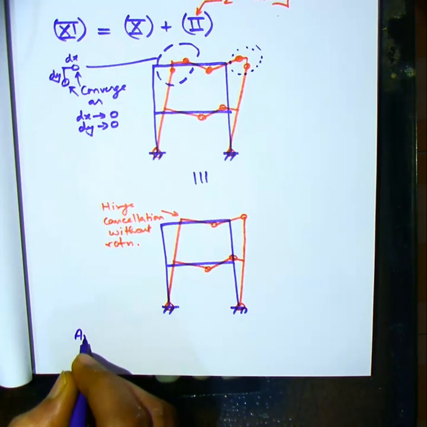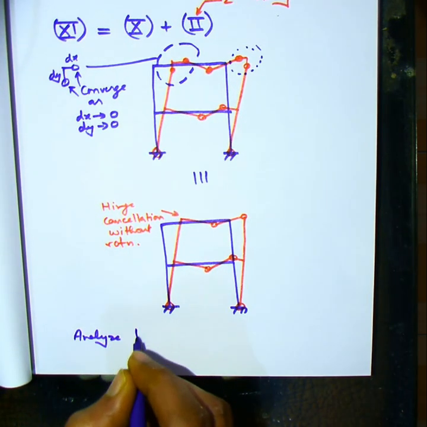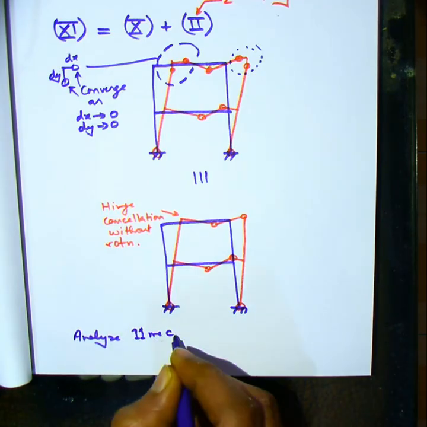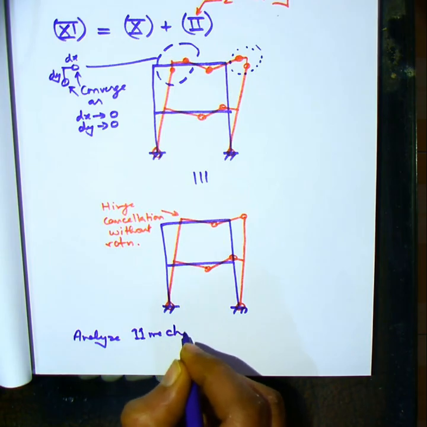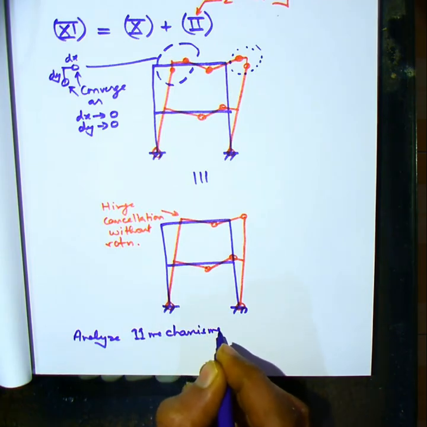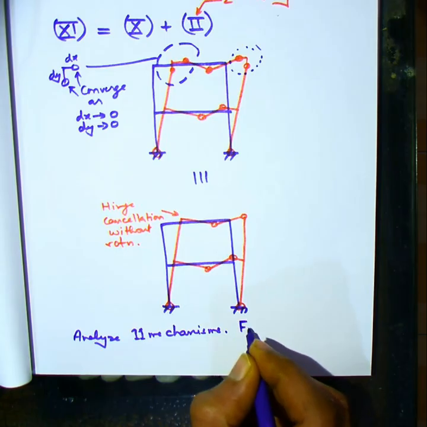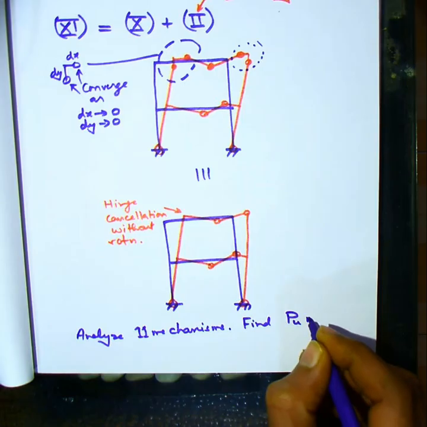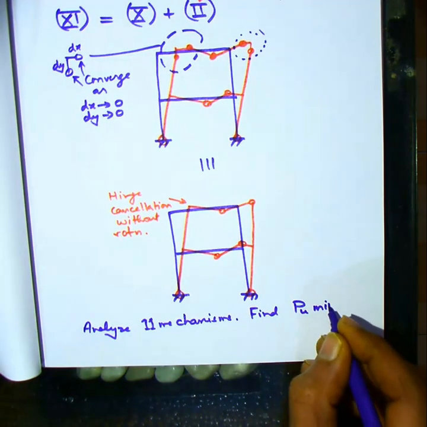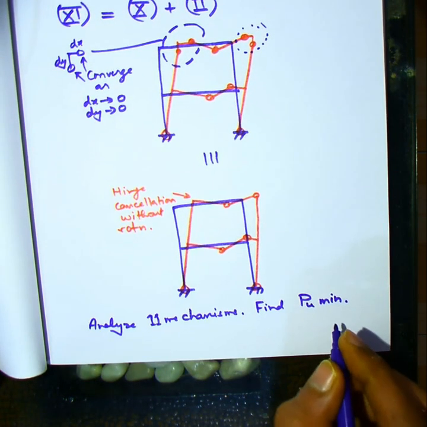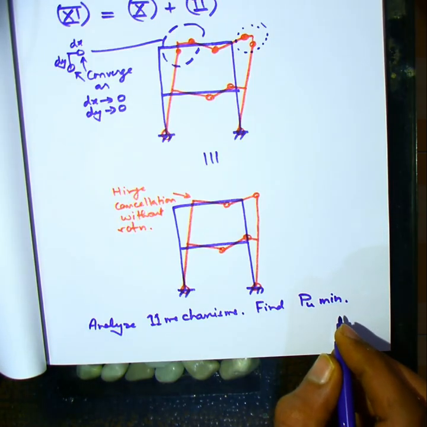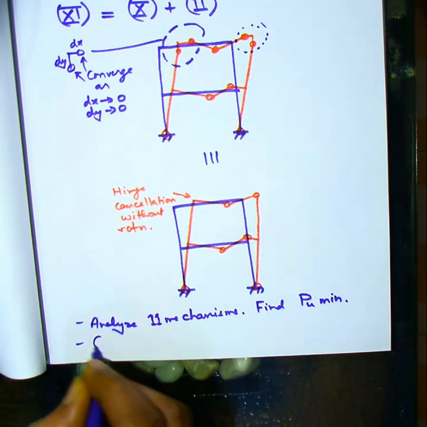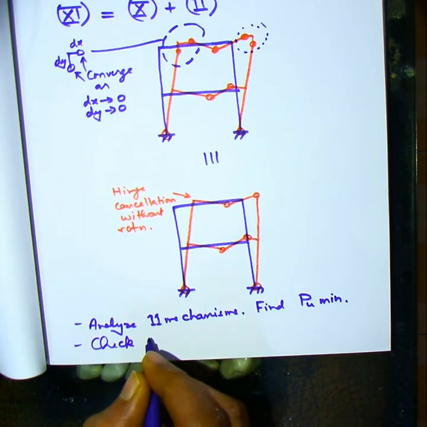By this kind of process we have evolved a total number of 11 possible mechanisms, which include 6 fundamental mechanisms, the independent mechanisms. Now is it possible to have more combined mechanisms? Yes, it is definitely possible. But let's just take a pause here and find out the final collapse load for each of these mechanisms.